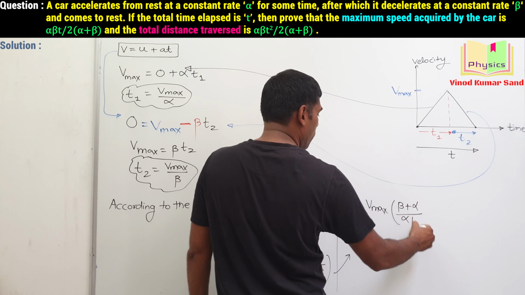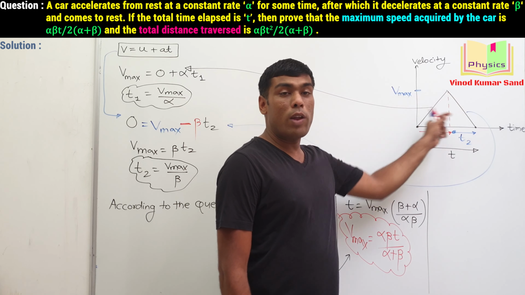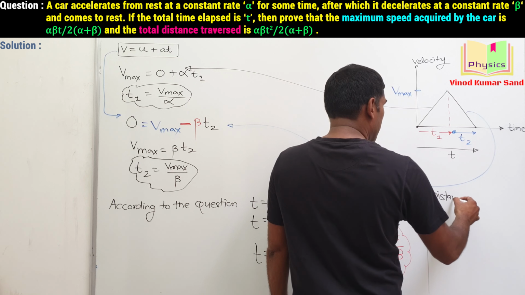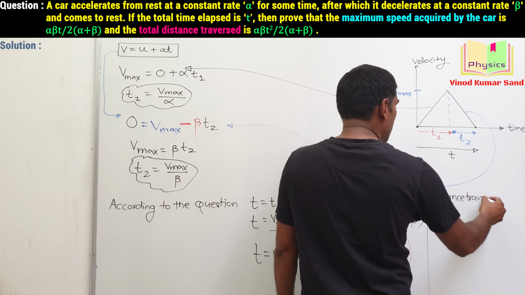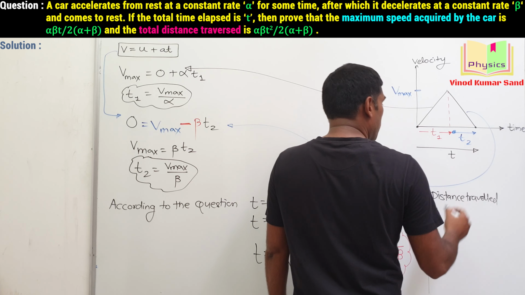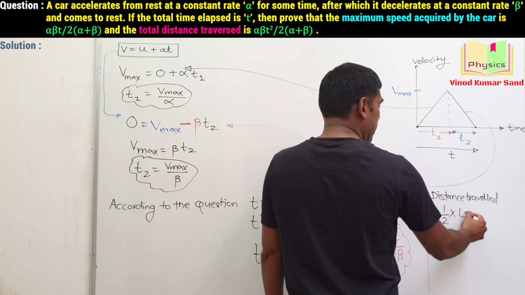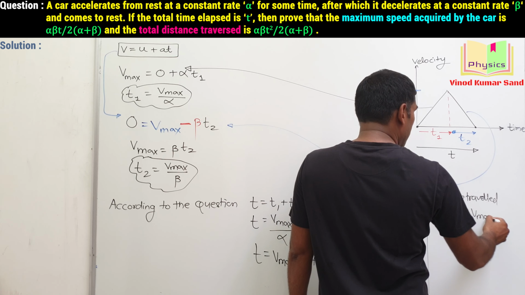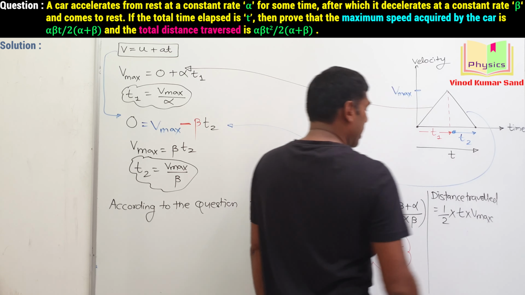Now we need the distance traveled by the car. That can easily be solved. The distance traveled is the area under the velocity versus time graph. So the distance traveled here is equal to the area under this velocity-time graph, that is half into base into height. Base is t and the height is v max. V max we have sorted out right now.